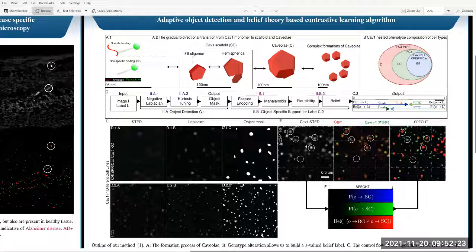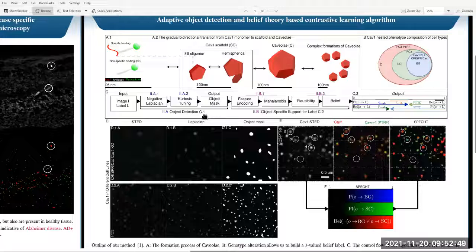So with those three cell lines, we can apply contrastive learning using belief theory to actually, after the object detection, start identifying each object in the cell. In a very concise overview, you see in panel C the entire flow chart, split into the object detection stage and the labeling stage.